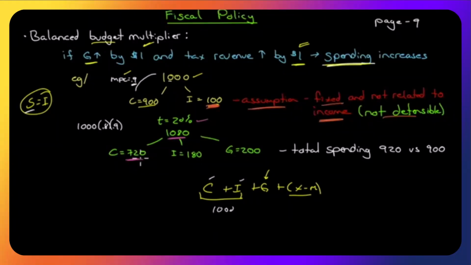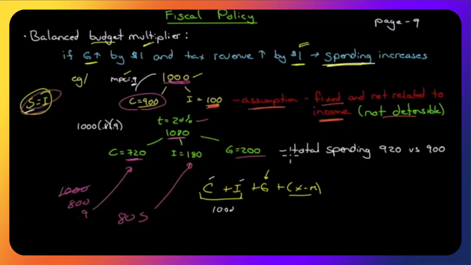Consumption is now 720 because we had 1,000 over here. That was what we had. The consumption level here was 900. That is your marginal propensity to consume. But now we're going to introduce a tax rate. So instead of getting the 1,000, you're only going to get 800. And if you multiply 800 by 0.9, that is where you get your marginal propensity to consume. But you have $80 in savings, which adds to investment because savings equal investment, and the government's going to spend 200, thus coming up with 1,080.